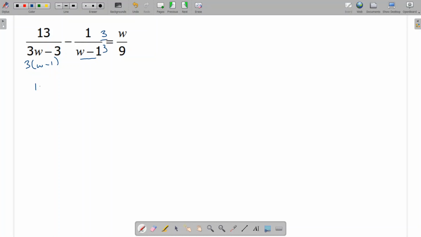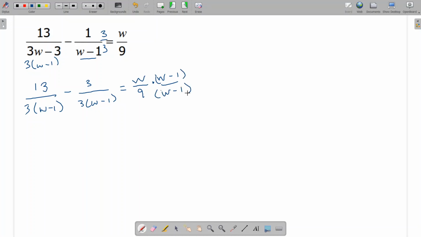So we really have 13 over 3 times w minus 1 minus 3 over 3 times w minus 1. And then we know we want to get a common denominator. So here's where it kind of gets tricky. I know that this right side is going to need a w minus 1. So I'm going to go ahead and multiply this by w minus 1. It's not going to give us our full common denominator, but it'll help us get part of the way there.